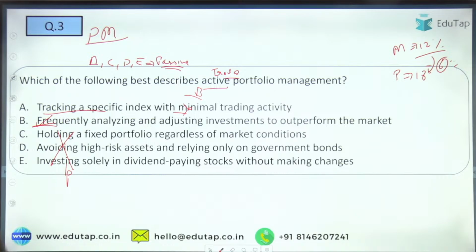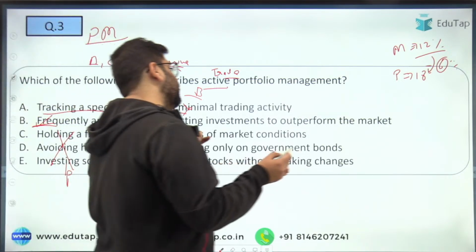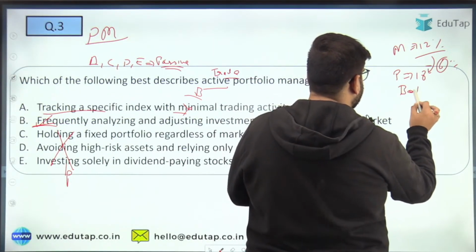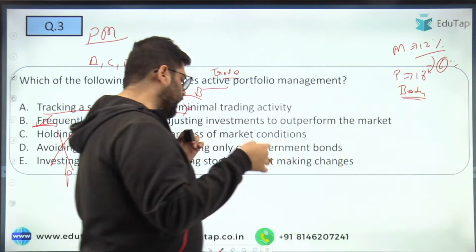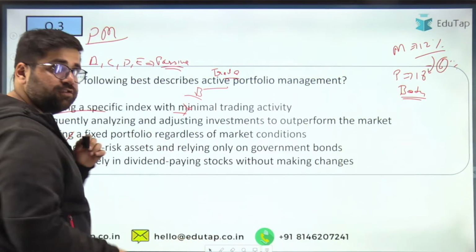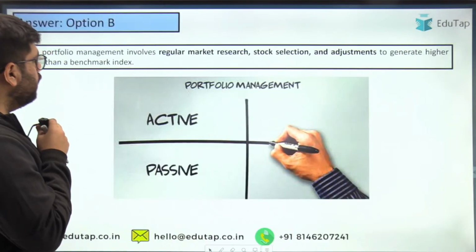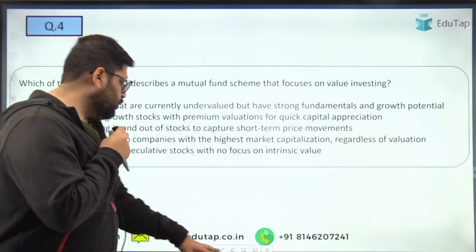This extra 6% is basically known as alpha. Alpha is like, higher the better. Simple. So I was like, nobody has answered. Quite surprised, but not an issue. Question number 4.